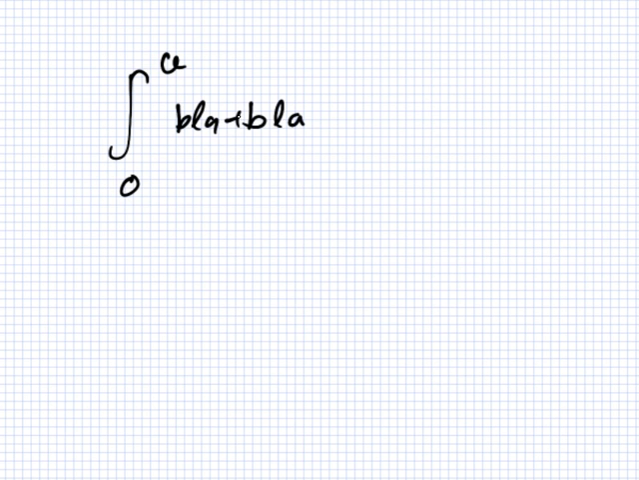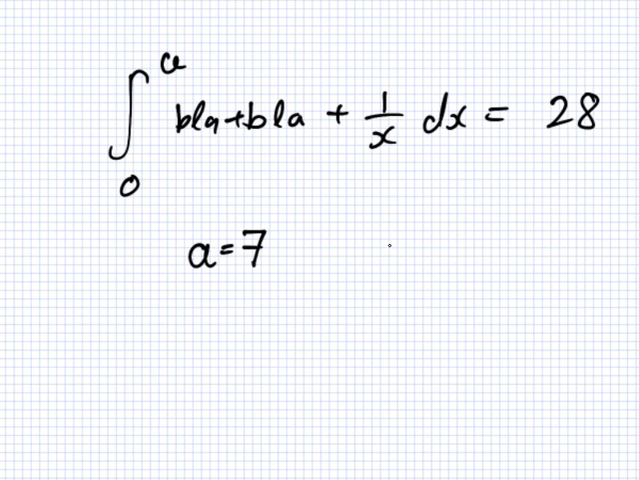Let's imagine I make up some question. It's not really important what it is. The integral from 0 to a of blah, blah, plus 1 over x dx is equal to some number, let's say 28, since that's what the other one was. And let's suppose I get two answers. Let's suppose I get a is 7, and for example a is 0. Well, okay, not 0 because that's stupid. Let's say minus 8 is the limit here.